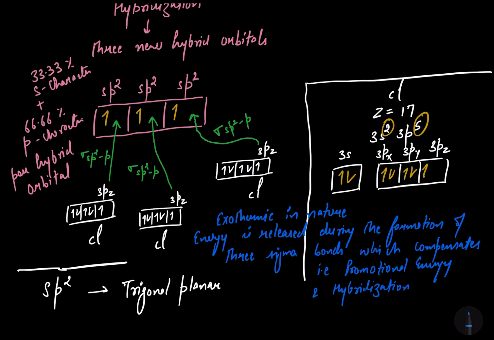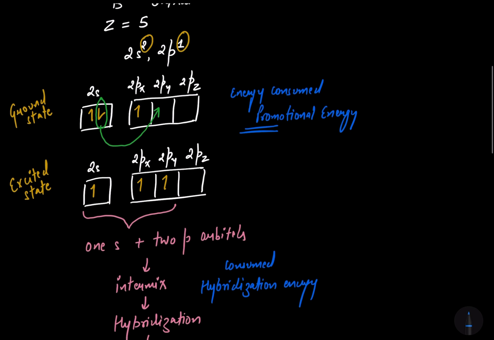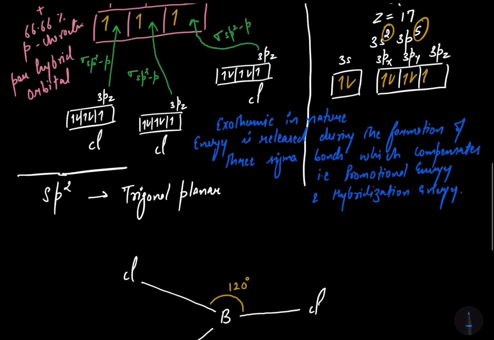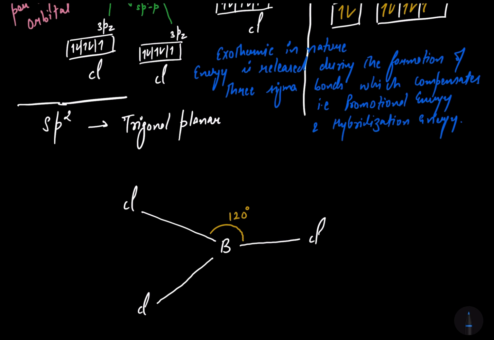So when there is a formation of sigma bonds between the sp2 hybrid orbital of boron and the p orbital of chlorine, there will be a release of energy which compensates these two endothermic processes, the promotional energy and the hybridization energy. Only then is the formation of BCl3 possible or feasible. If the promotional energy and hybridization energy are not compensated, then the formation of BCl3 will not be possible. But here they are compensated during the formation of sigma bonds between the sp2 hybrid orbital of boron and the p orbital of chlorine. That's why the formation of BCl3 is practically possible.